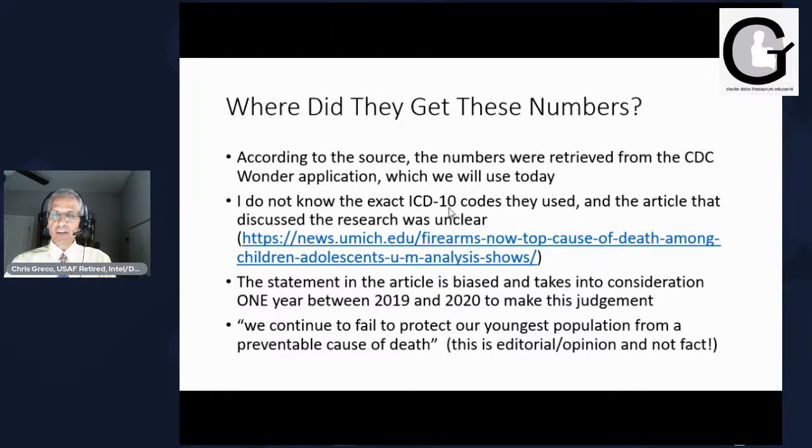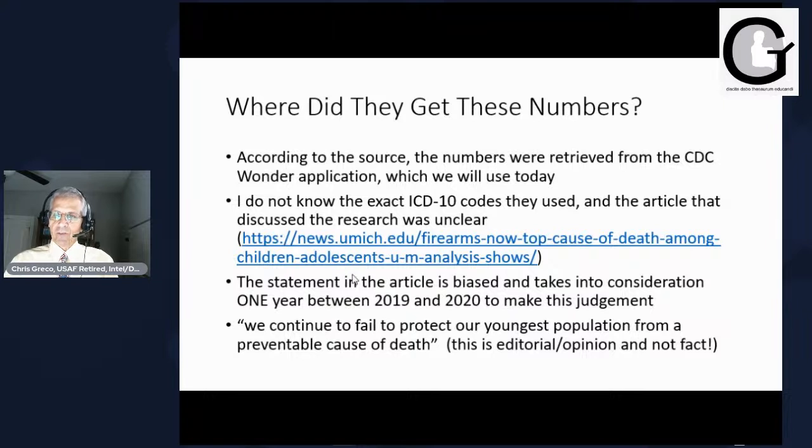Cool. I do not know the exact ICD-10 codes they used, and the article that discussed the research was unclear. University of Michigan, EDU: firearms now top cause of death among children and adolescents, analysis shows. Is it children or is it adolescents? Remember, the quote was not very clear. It just talked about children. Why? Because that's a more emotionally charged term than saying young adults. It's all of a sudden children, boom.